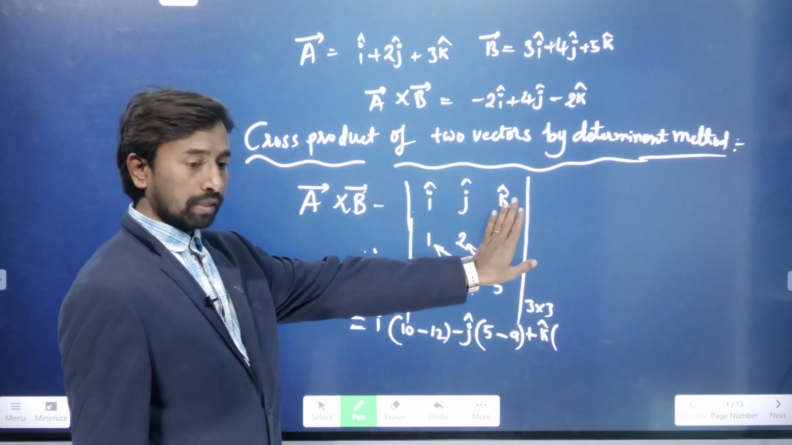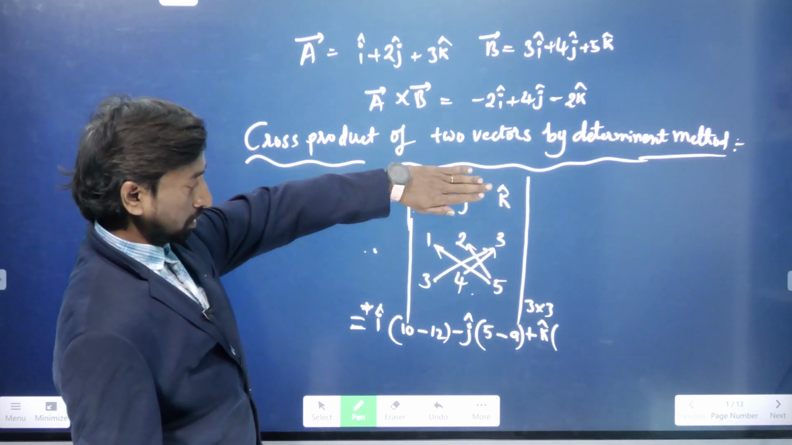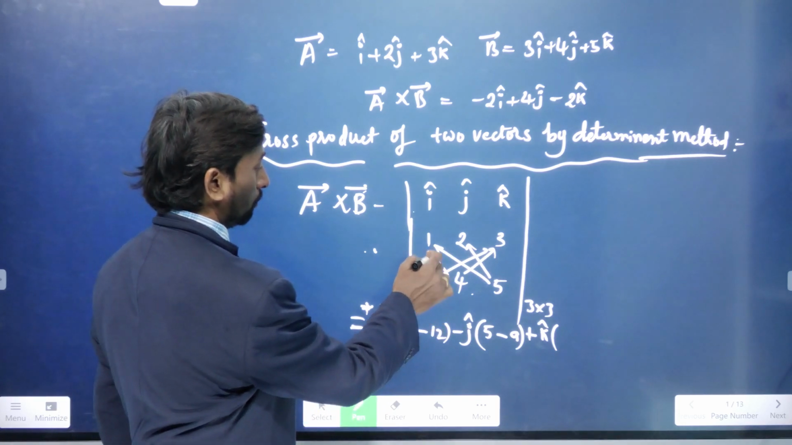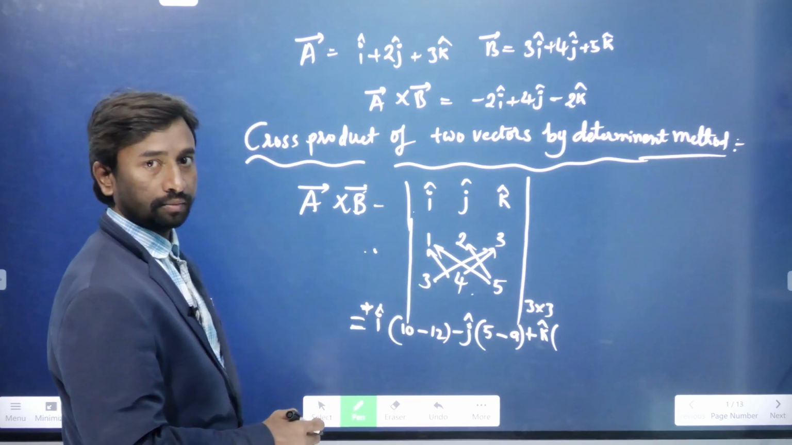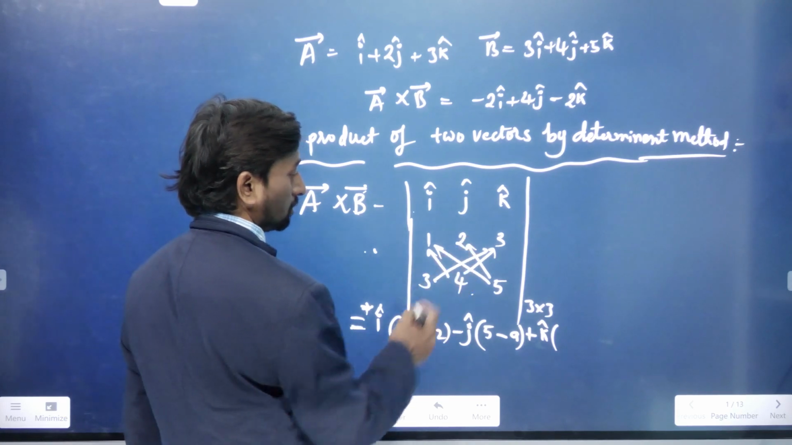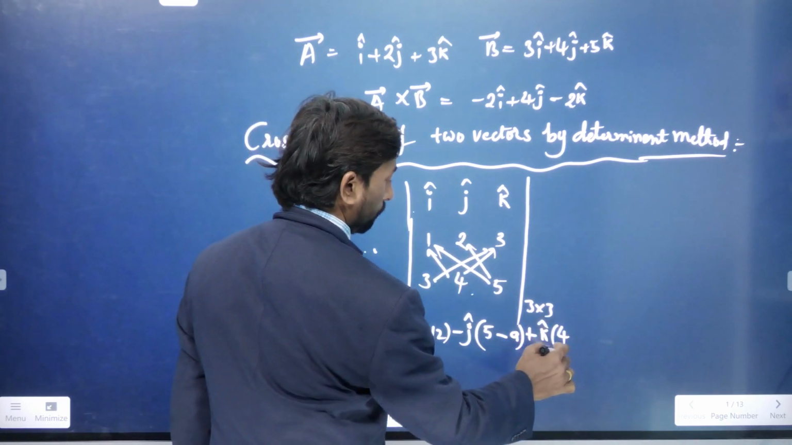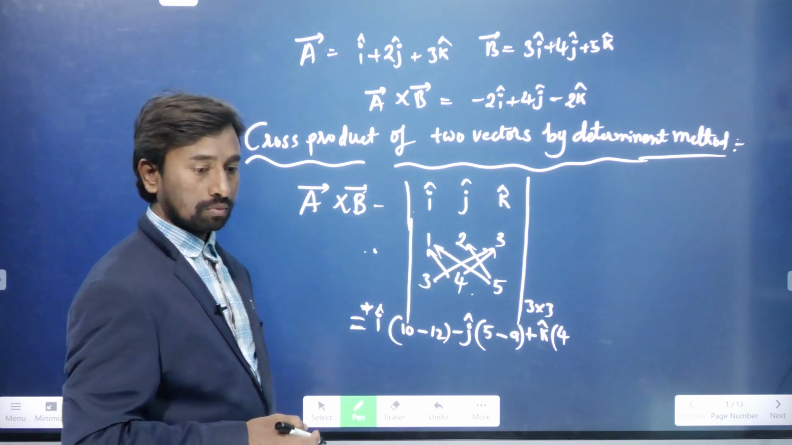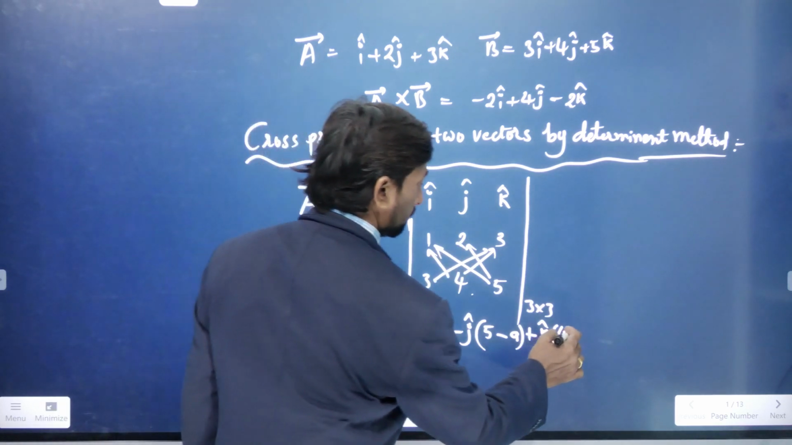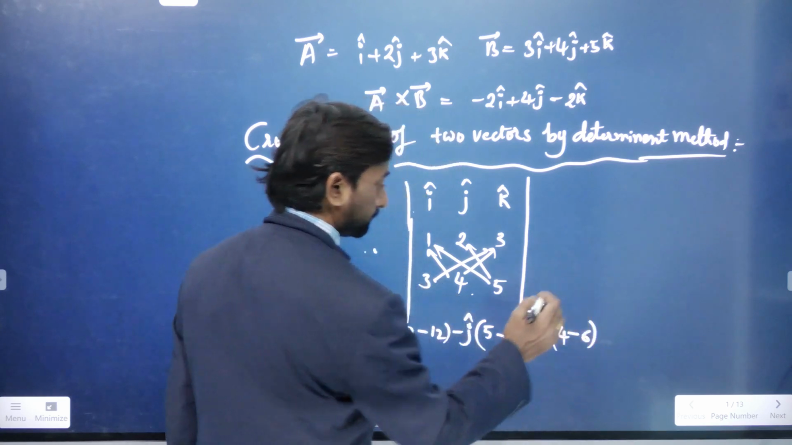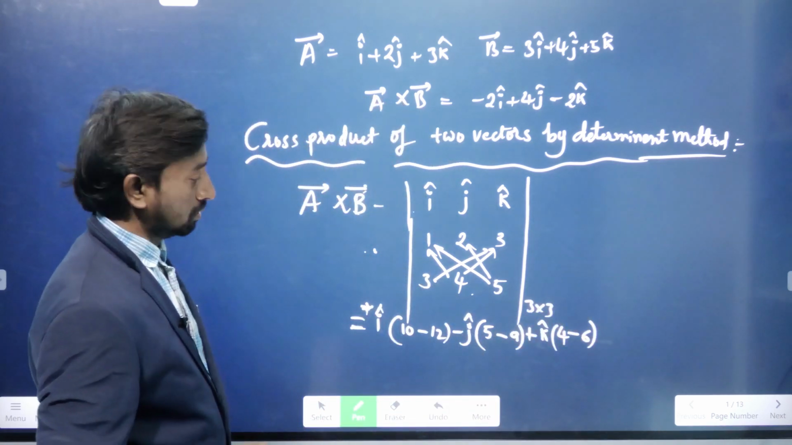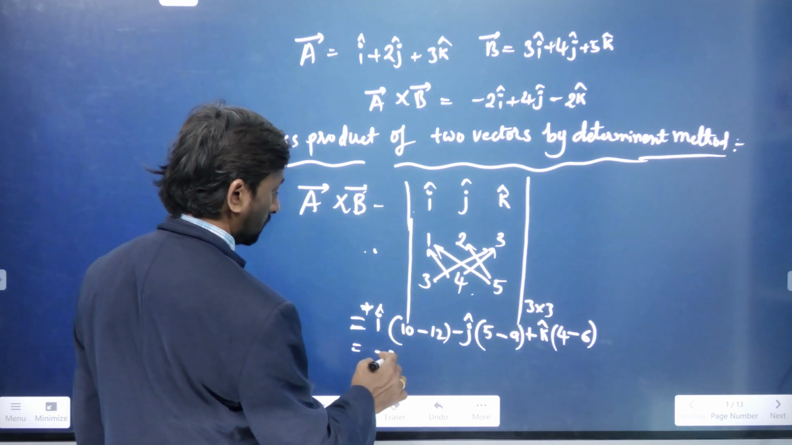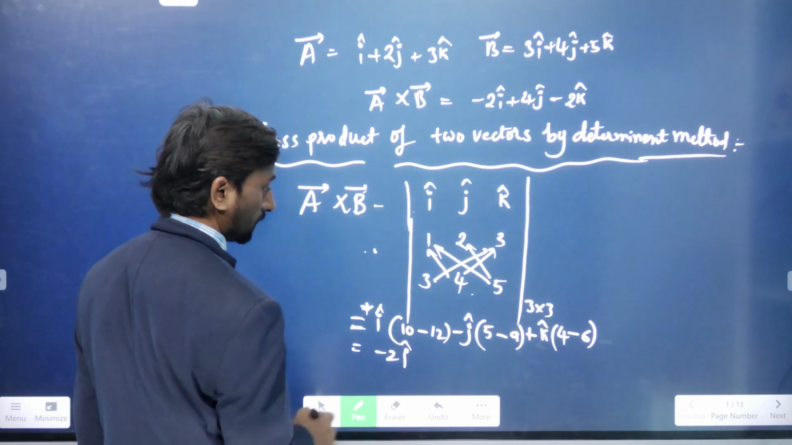Now the last column has to be closed and the first row has to be closed, remaining these two digits. So now 1 into 4 has to be multiplied, 4 will come there, minus 3 into 2, minus 6 will come here. So now what will we get here? 10 minus 12, so we will get minus 2 I cap.